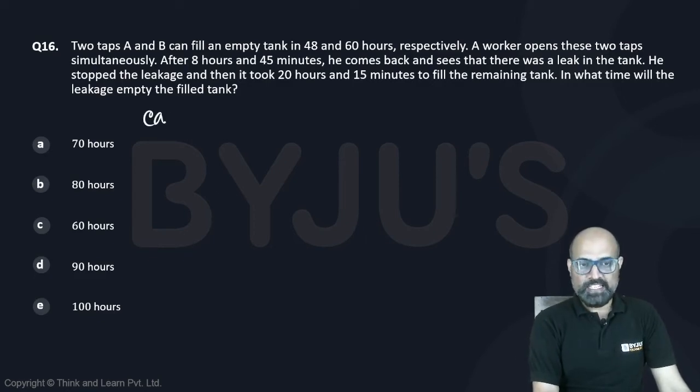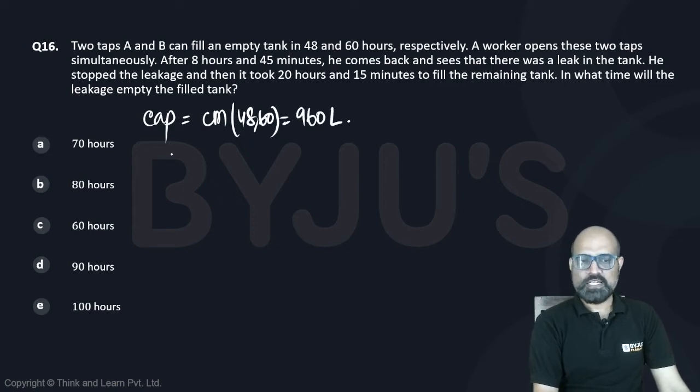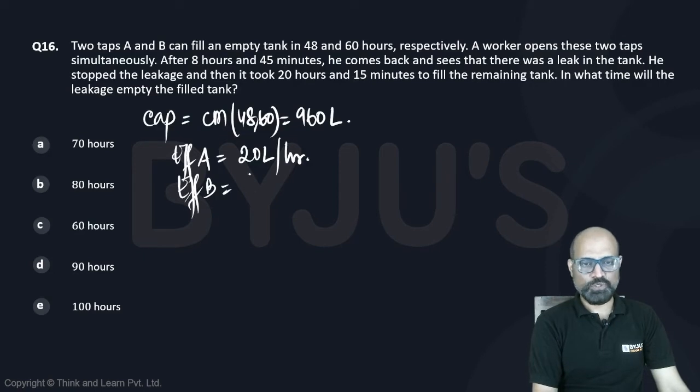So we will take the capacity of the tank to be a common multiple of 48 and 60. We will take this as 960 liters, such that the efficiency of A is going to be 960 by 48, that is 20 liters every hour. And that of B is going to be 960 by 60, which is going to be 16 liters every hour.